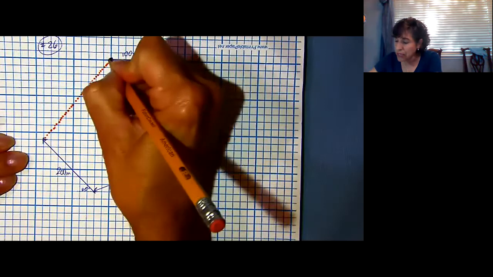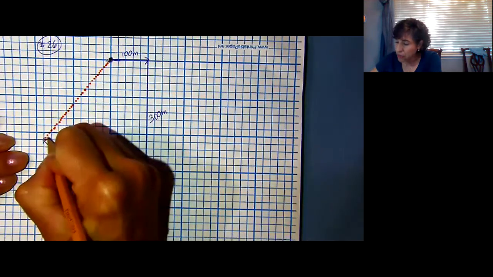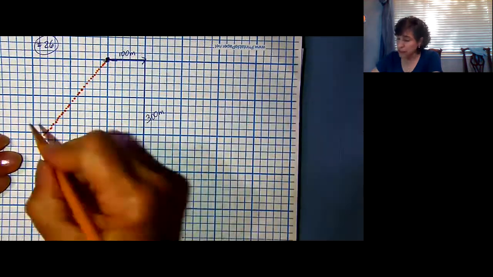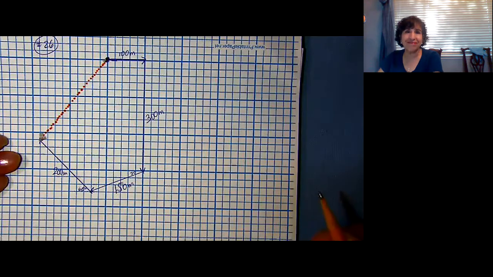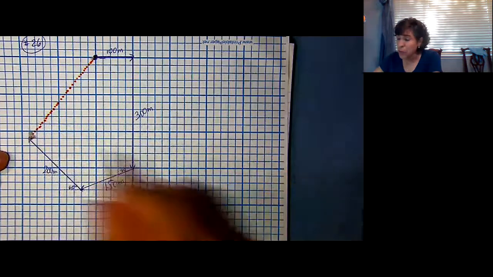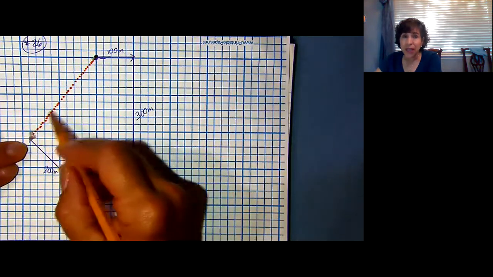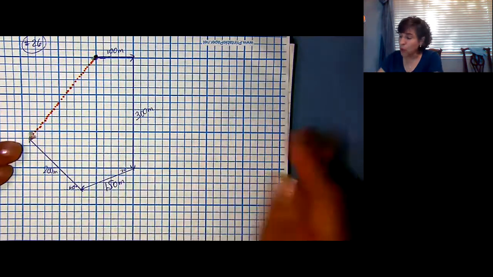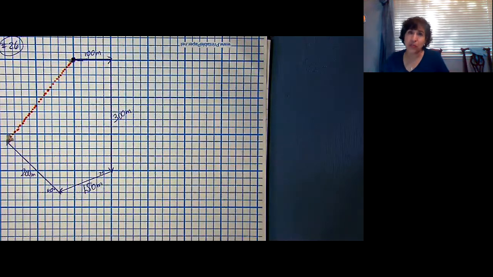So if we started here, we're going to end up here. That is our resultant vector. I don't know if you can see the arrowhead. Maybe I'll fill it in. There's the arrowhead, okay? So how do we figure out exactly how long this is and its direction, the magnitude and the direction? Well, what we're going to do is break up each of the vectors into its components.